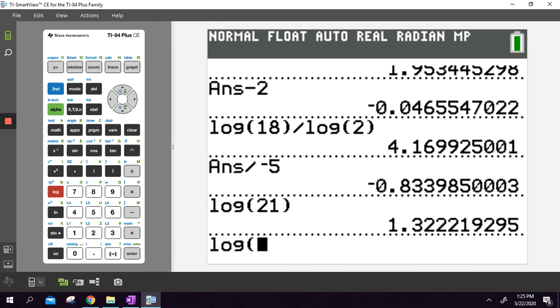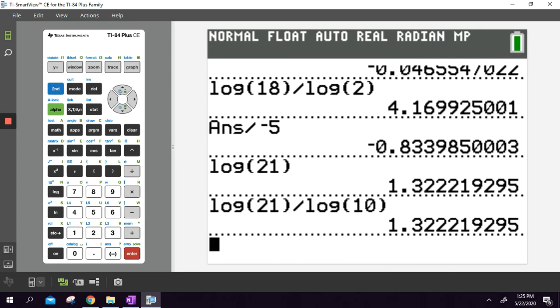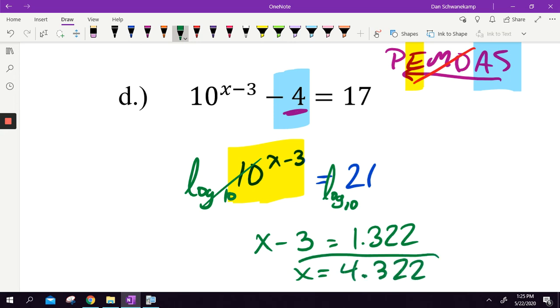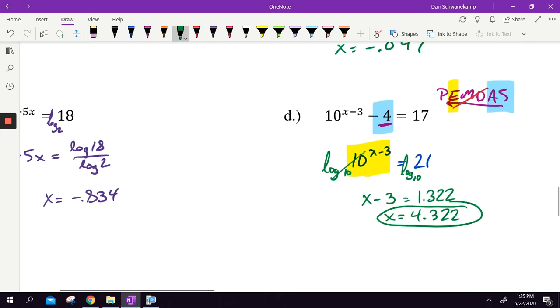If you want to, you could do log of 21 divided by log of 10, but it's kind of silly because it's going to get you the same answer, 1.322. That's not my answer because I need to take that number and add 3 to it. I can add 3 without using my calculator, 4.322. That is going to be my answer on D.